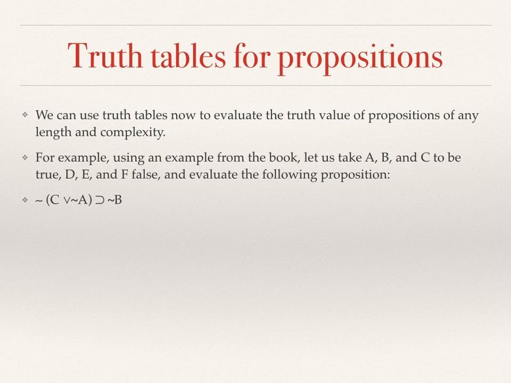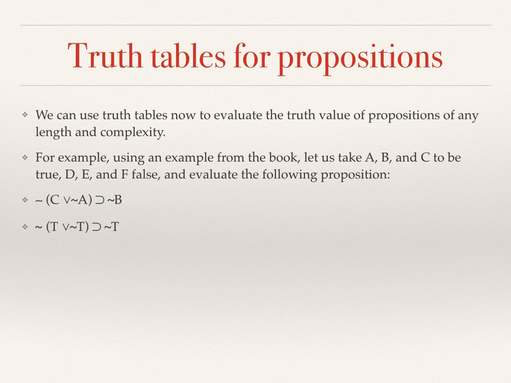So what we will do is determine the truth value of what's in the parentheses first, and then what's in the parentheses is negated, which flips whatever the truth value is within the parentheses. After that, we determine the truth value of the implication, the main operator, and that will give us the truth value of this proposition. So let's plug in the truth values. A, B, and C are all true, and D, E, and F are false. We have no D, E, or F here, so they're all true.